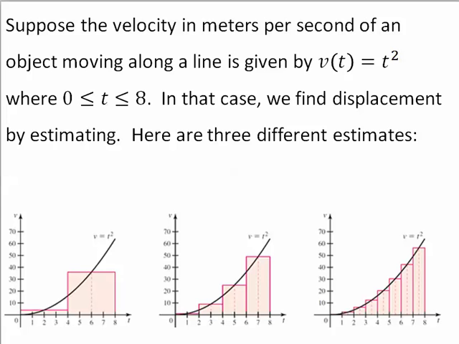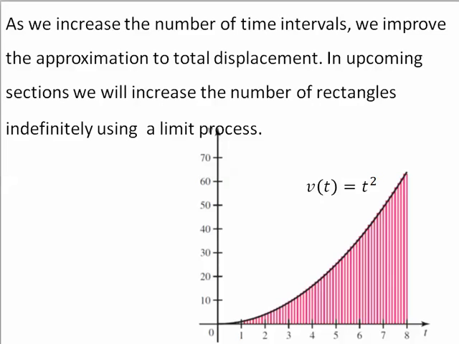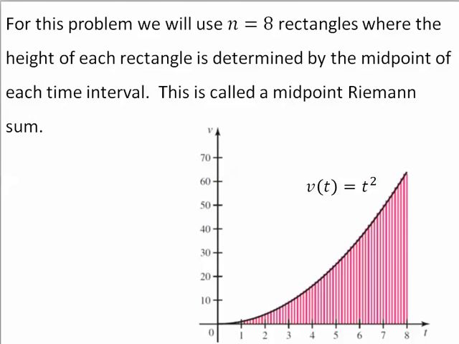And here we have 3 different estimates. Notice that as you increase the number of time intervals, you improve your approximation. In upcoming sections, we're going to increase the number of rectangles indefinitely using a limit process. For this problem, we're going to use n equals 8 rectangles, where the height of each rectangle is going to be determined by the midpoint of each time interval. This is called a midpoint Riemann sum.